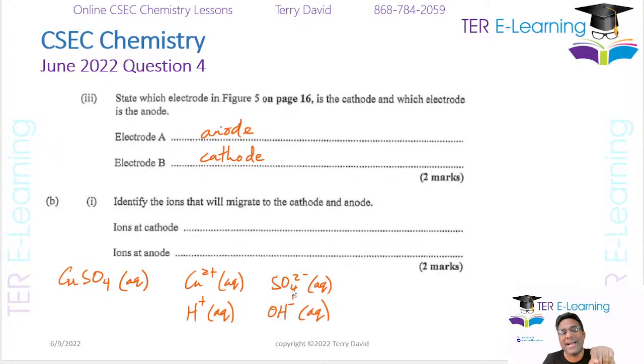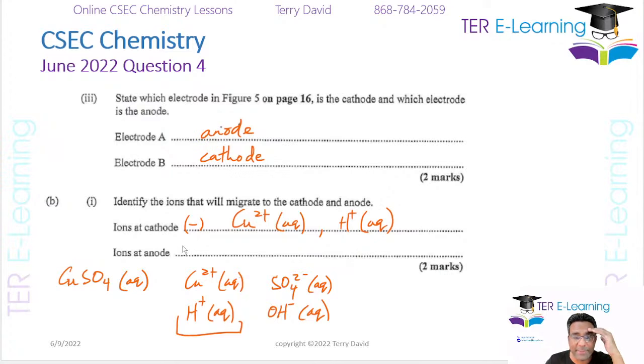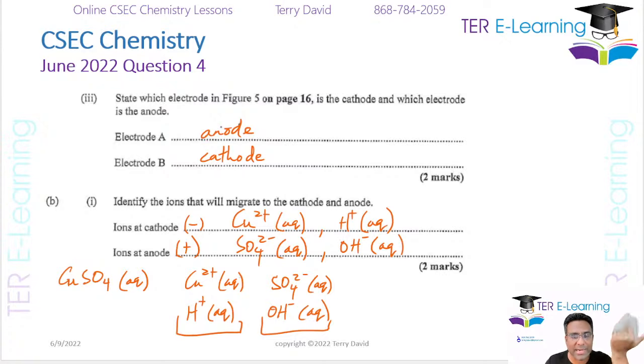So they said identify the ions that will migrate towards the anode and the cathode. Now remember, the cathode is your negative electrode. So the ones that are going to move across there will be these two: Cu2+ aqueous and H+ aqueous. Those two are going to migrate towards there. At the anode, that's your positive electrode, these ions are going to go there: SO4 2- aqueous, and OH- aqueous. So those are the ions that are going to migrate towards the anode and towards the cathode.